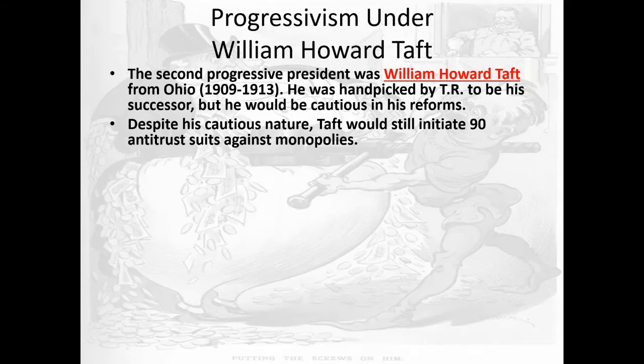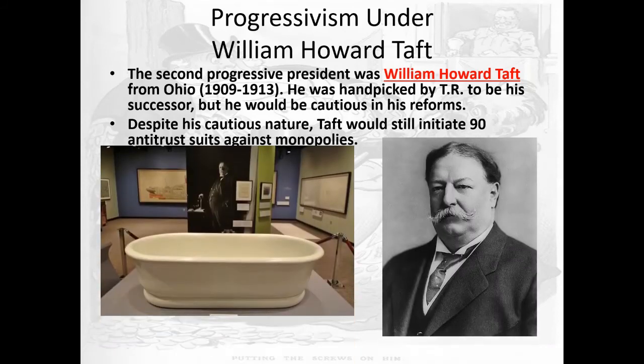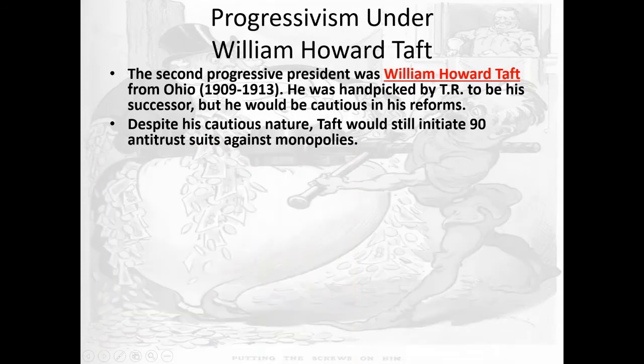The second progressive president was William Howard Taft from Ohio, 1909-1913. He was handpicked by Theodore Roosevelt, TR, to be his successor, but he would be cautious in his reforms. Despite this cautious nature, Taft would still initiate 90 antitrust suits against monopolies. Taft, unfortunately, has the reputation of being the most rotund president, and the legend around him is that he got stuck in the White House bathtub, and a special bathtub had to be made for him so he could fit in. You can look up information about that on your own, but again, a little bit of tidbit about history there.